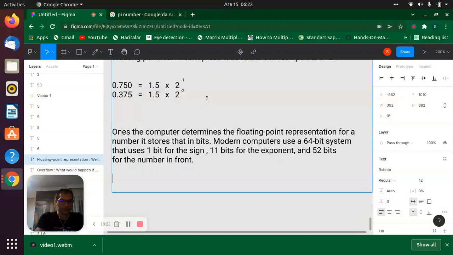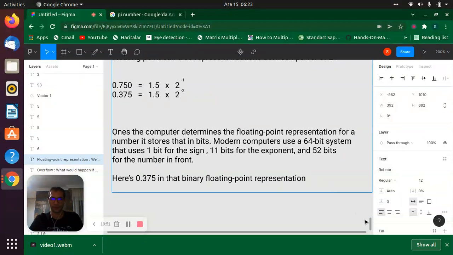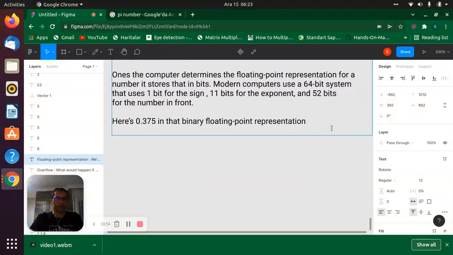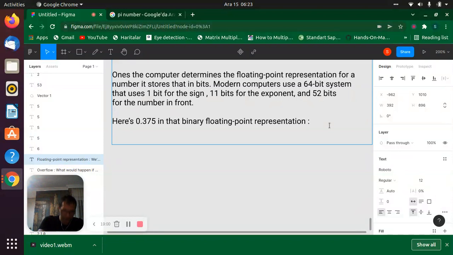Okay. Here's 0.5, this number, in that binary floating point representation. What do you think? The representation is like 00.